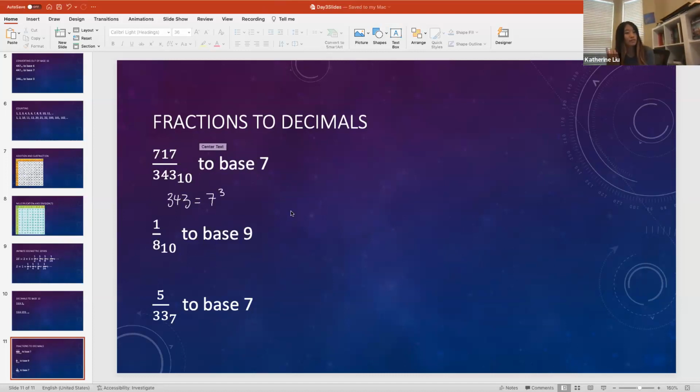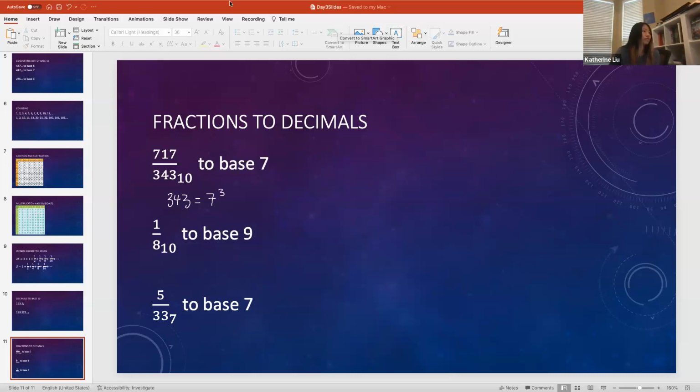So that gives us very good vibes about this. Because if you were thinking in base 10, right? Then 717 over 343 would basically just be 717 over 1000. And that's so easy. All you need to do is move the decimal places 3 to the left. So we can apply the same principle here.